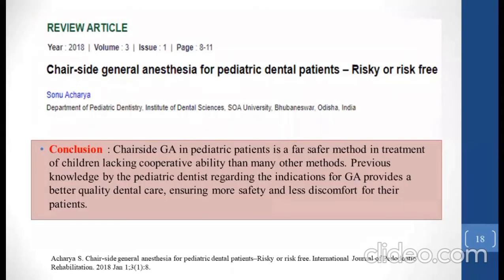Now, the review article of 2018 by Sonu Acharya et al. Chairside general anesthesia for pediatric dental patient, risky or a risk-free. They concluded that chairside GA in the pediatric patient is a far safer method in treatment of children lacking cooperative ability than many other methods, and previous knowledge by the pediatric dentist regarding the indication for GA provide a better quality dental care, ensuring more safety and less discomfort for their patient.